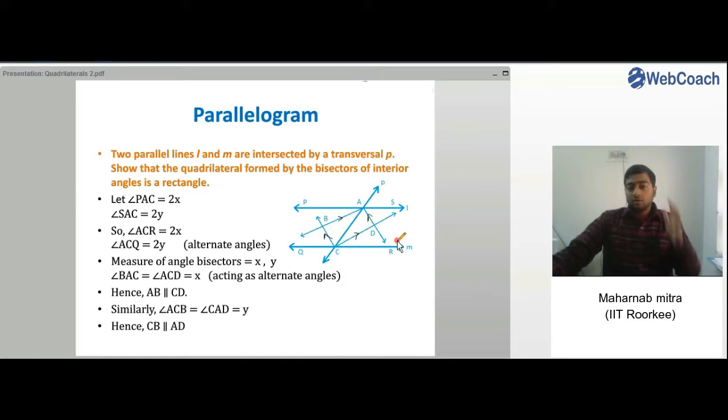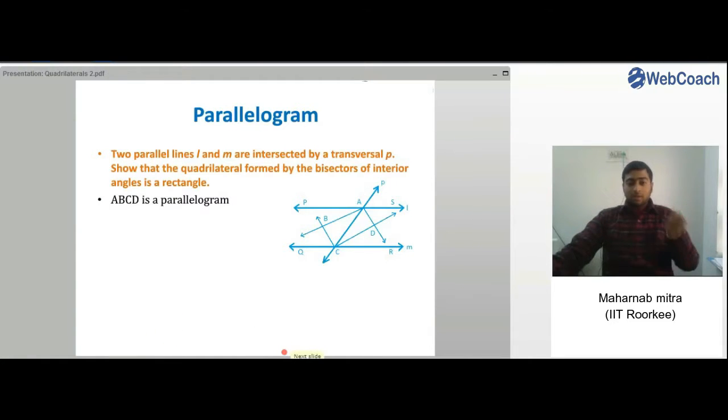So can you see that we have actually found out that ABCD is a parallelogram, right? One step has been completed. We have found out one of the characteristics of a rectangle, that it is a parallelogram, right? And to find out it is actually a rectangle, we have to prove that all the angles are 90 degrees. So let us move forward. We have found out ABCD is a parallelogram.